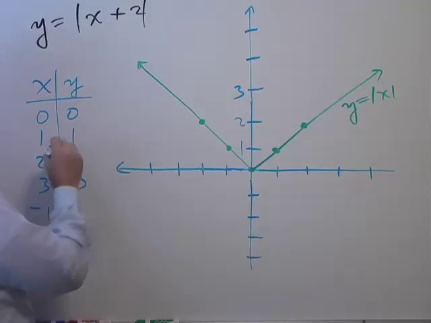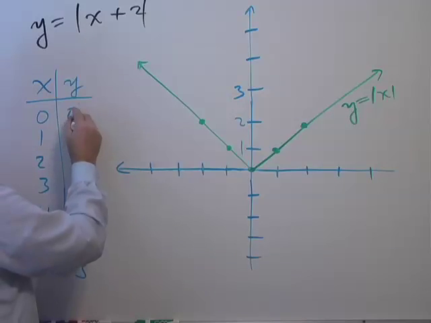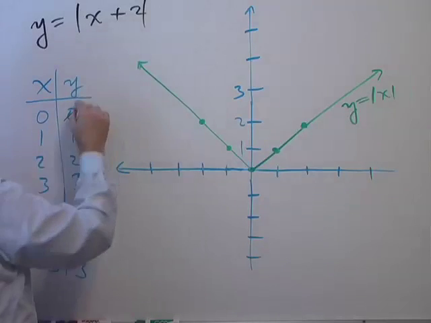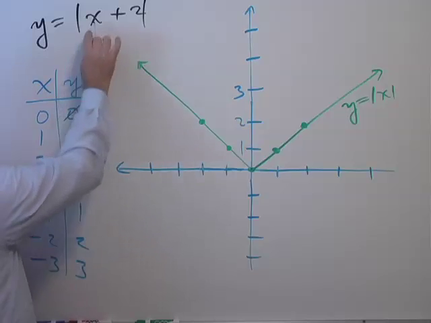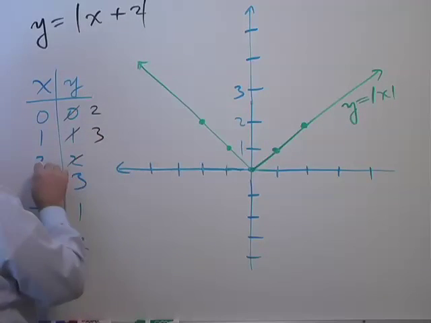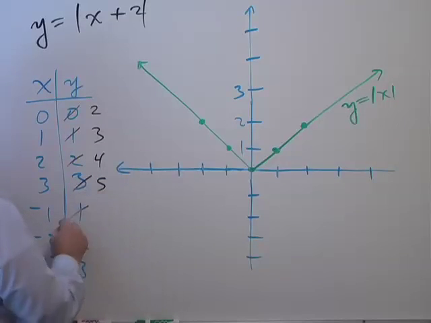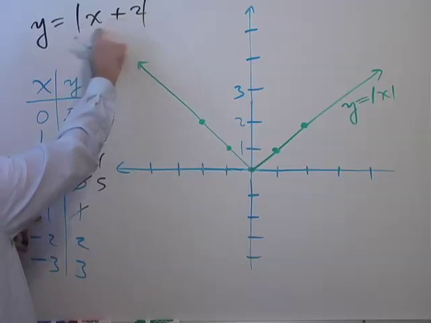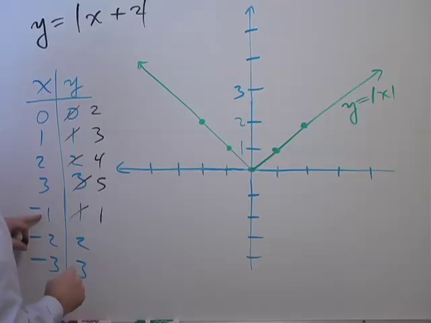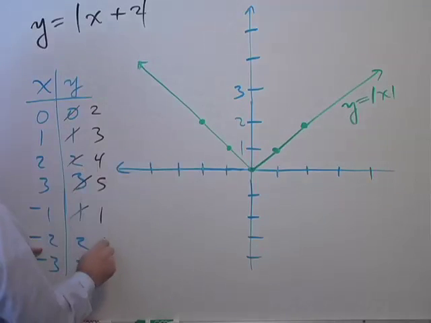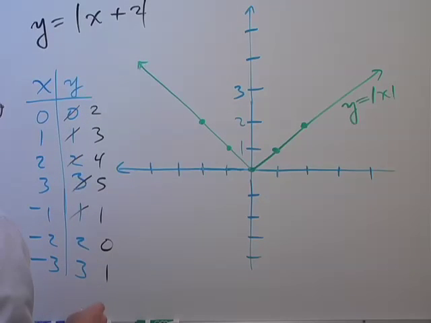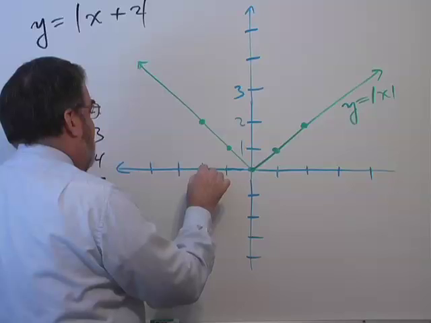In this case, when I plug 0 in, y would be 2. Plug in 1, y would be 3. If I plug in 2, y would be 4. That's 5. And now if I put -1 in, I get +1. If I put -2 in, I get 0. -3 gives me +1 again. Alright, so how does that pattern run?